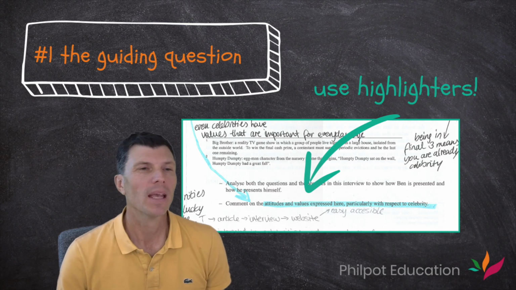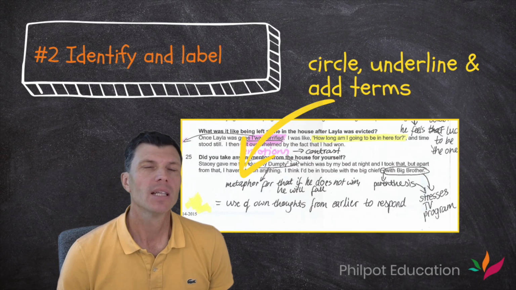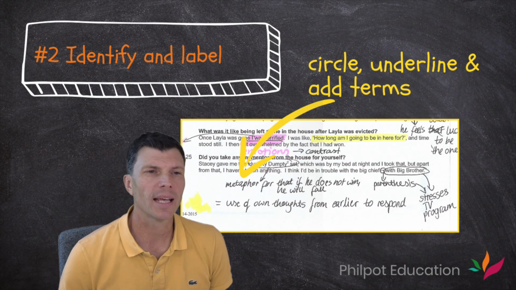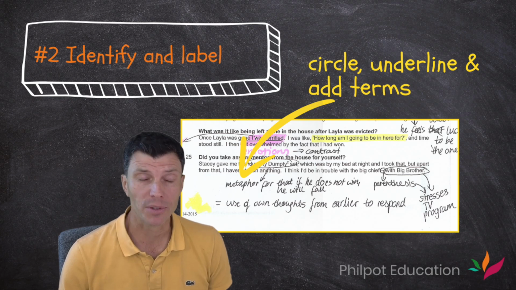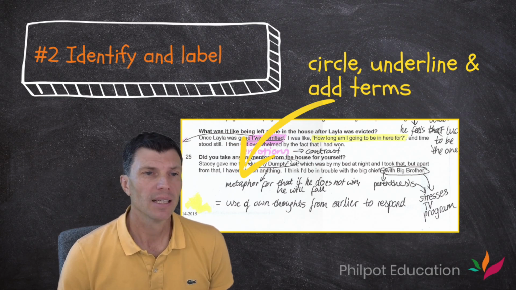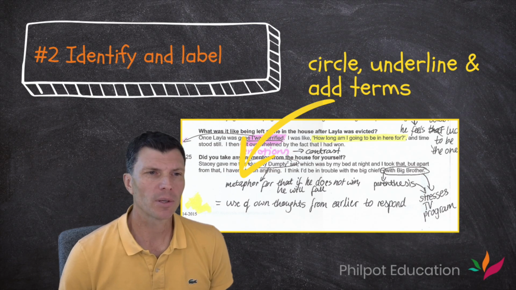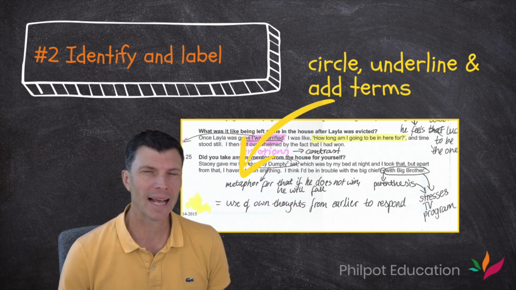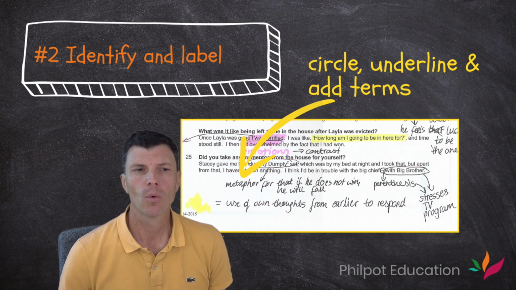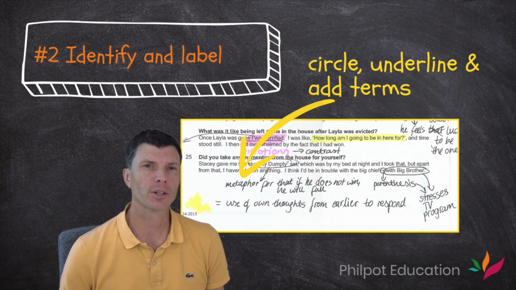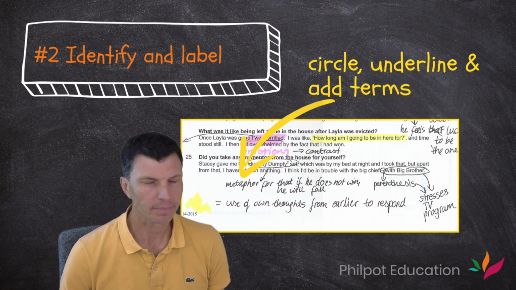Okay, tip 2, identify and label. Now you can see here also the student has spotted a metaphor and she spotted a few other stylistic features throughout this text and she's labeled them. Now by doing that, that's going to help her on criterion B for analysis and evaluation, but it's also going to help her on criterion D for language, where you actually earn marks for knowing the terms of stylistic features.